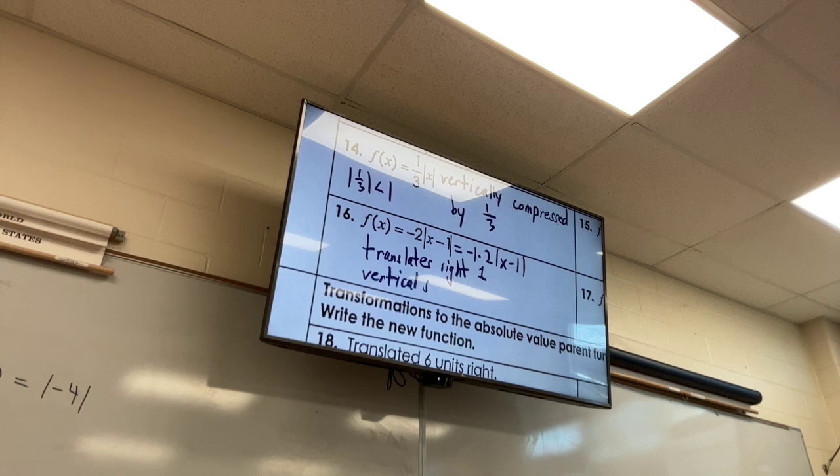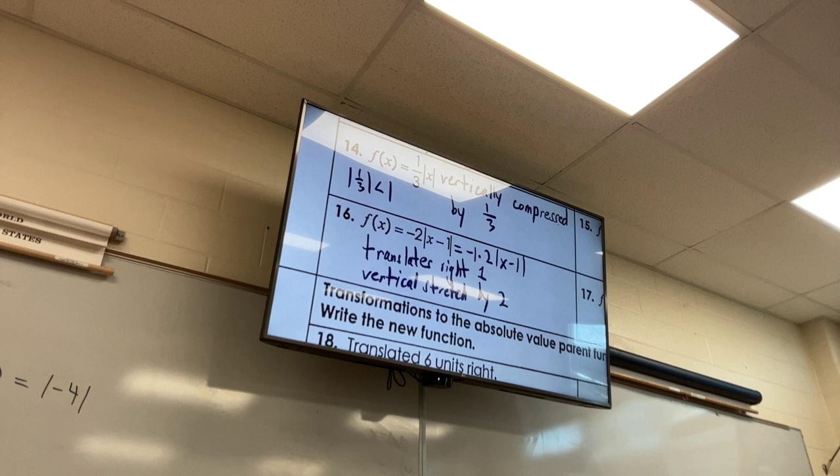So the negative's not with the 2? It is a -2, but the negative reflects it. It doesn't stretch it at all. It doesn't do the same thing that the 2 does. So then you don't compress because it stretches. Okay, so I think I need to do a better job making that distinction.